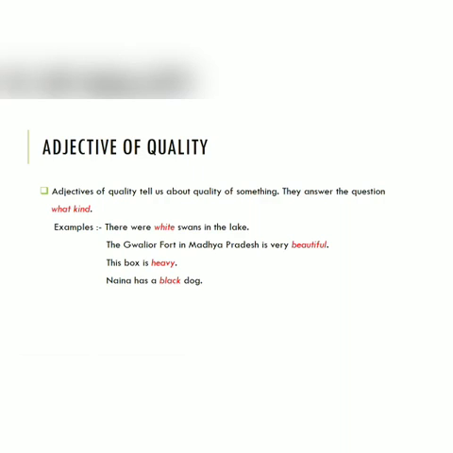The Gwalior fort in Madhya Pradesh is very beautiful. Here we are discussing the noun Gwalior fort. What kind is the Gwalior fort? It is very beautiful. So beautiful is an adjective of quality. This box is heavy. What kind of box is this? Heavy. Nana has a black dog. What kind of dog? Black. Thus, all these are adjectives of quality.